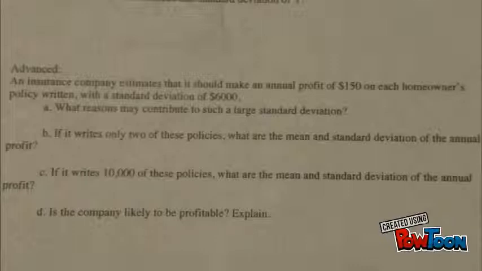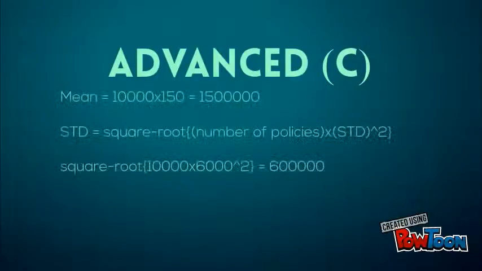Alrighty, and C, you're writing 10,000 of the policies, and you're again to find the mean and standard deviation of the annual profit. For part C, you would essentially do the same thing as part B, except that instead of multiplying by 2, you would replace it with 10,000, which then you would input everything, same way you did for B, and that would be the answer.